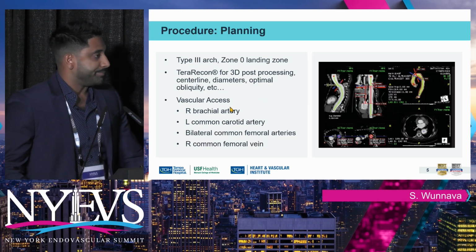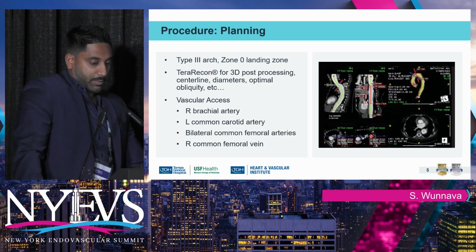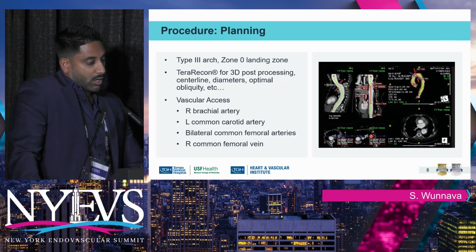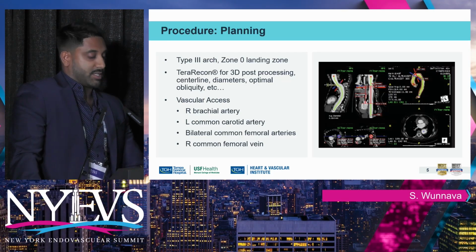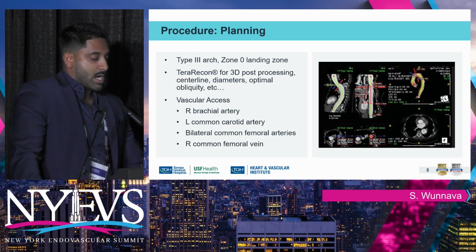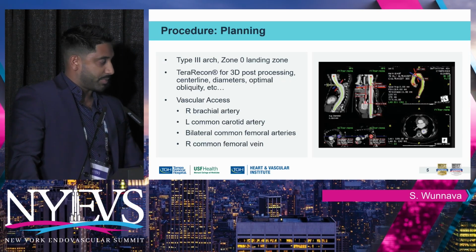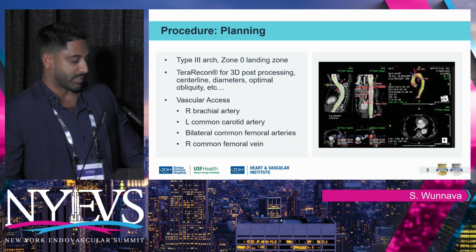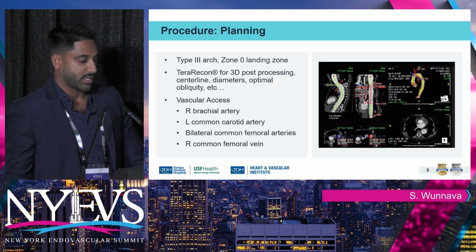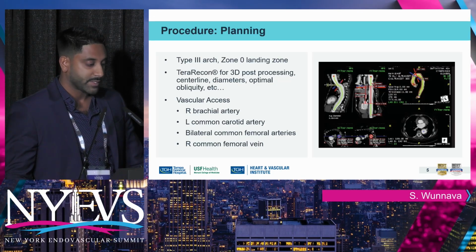Given the fact that we're going to attempt this without a sternotomy and everything, we have to obviously plan. He had a type 3 arch. We would need to land zone 0 given the proximity of his arch vessels and the diameter. We use TeraRecon. There's 3mensio and other 3D post-processing software that can be used. But basically this helps with centerline, ostial diameter, angulation, and distance between them, just so we can plan when we actually customize our graft.